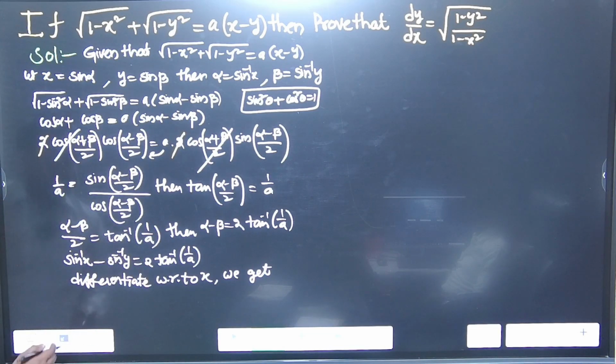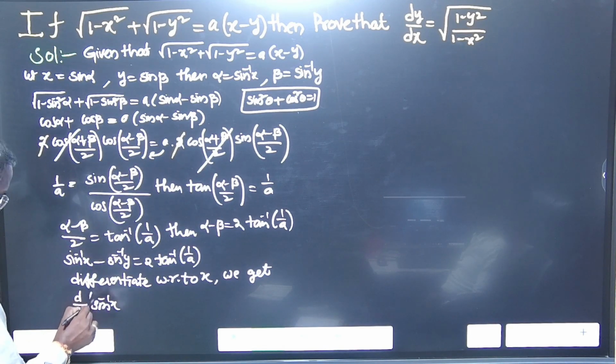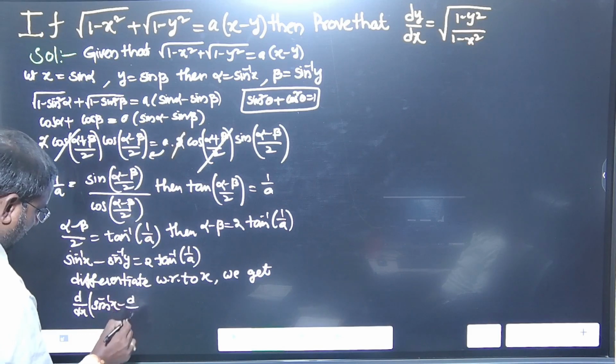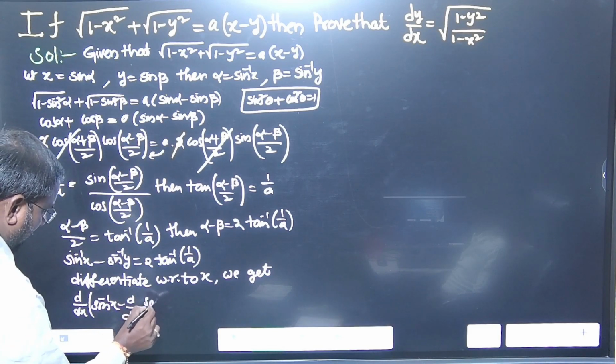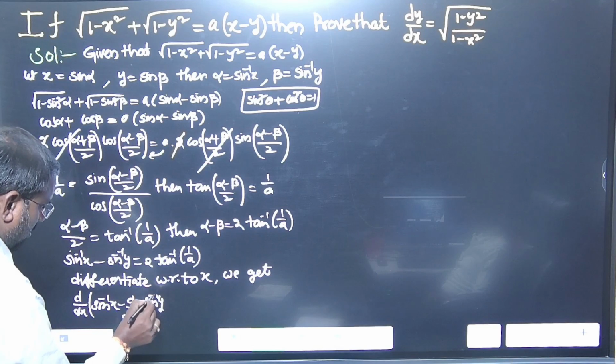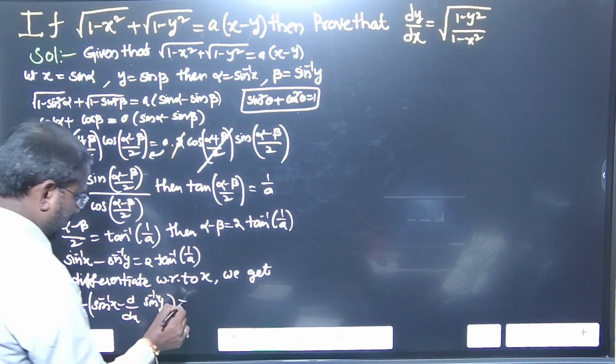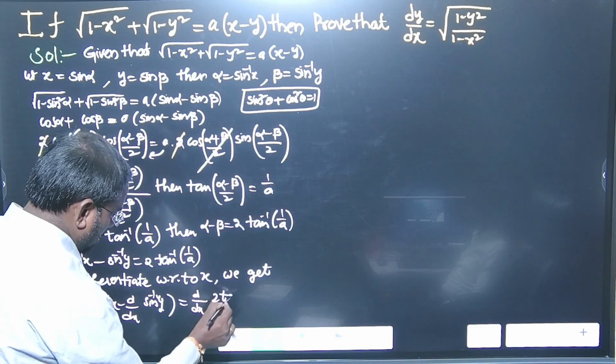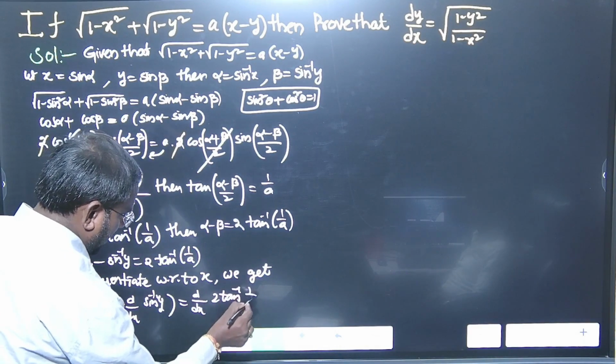Now apply differentiation, that is the differentiation symbol d by dx. d by dx of sin inverse x, students, minus d by dx of sin inverse y is equal to, students, d by dx of 2 into tan inverse of 1 by a.